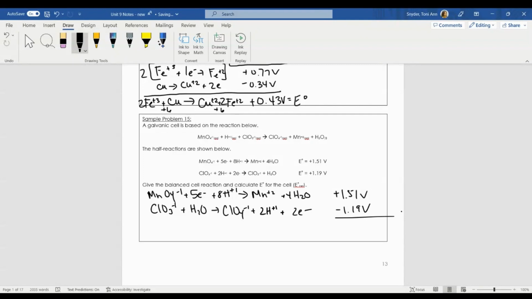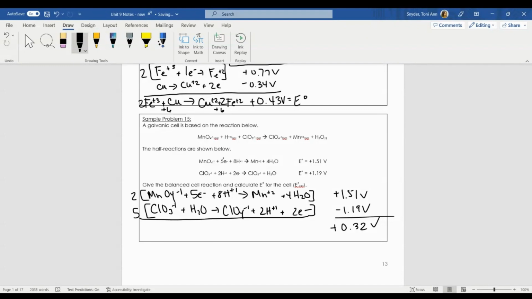So I can, in fact, calculate the standard cell potential. That is 0.32 volts positive. However, the second part of this is asking us for the balanced cell reaction. So we do have to consider, okay, well, what do I have to do to get the electrons to cancel? Remember, I can't just have electrons floating around in the solution. So I'm going to multiply this first reaction by 2 and this second reaction by 5. So I have 10 electrons total on both sides.